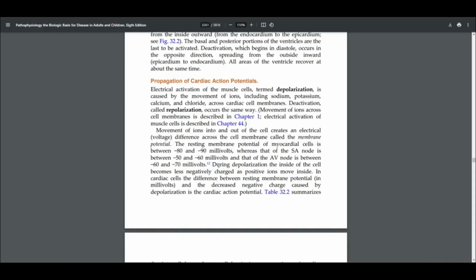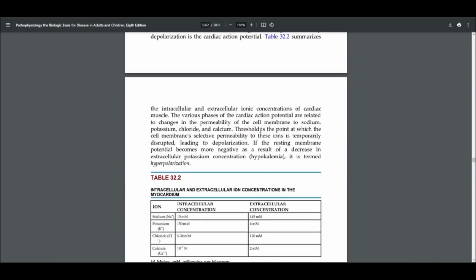And that of the AV node is between -60 and -70 millivolts. During depolarization, the inside of the cell becomes less negatively charged as positive ions move inside. In cardiac cells, the difference between resting membrane potential and the decreased negative charge caused by the depolarization of the cardiac action potential. Table 32.2 summarizes the intracellular and extracellular ionic concentration of cardiac muscle.